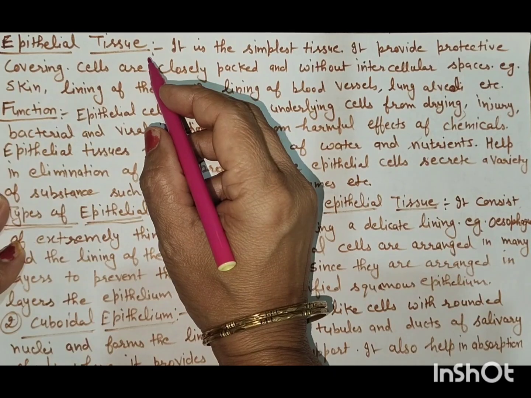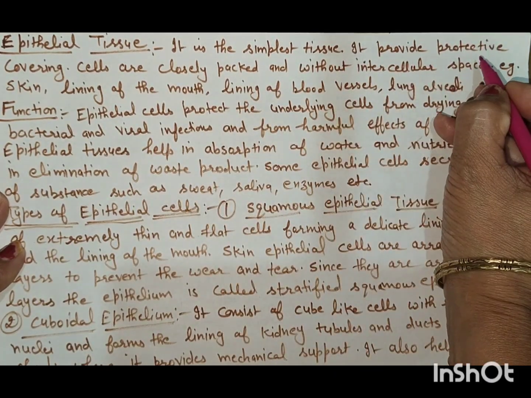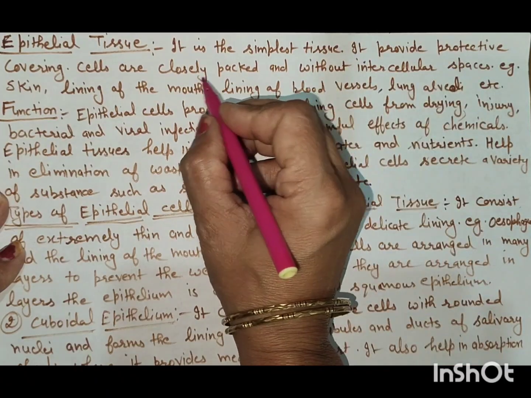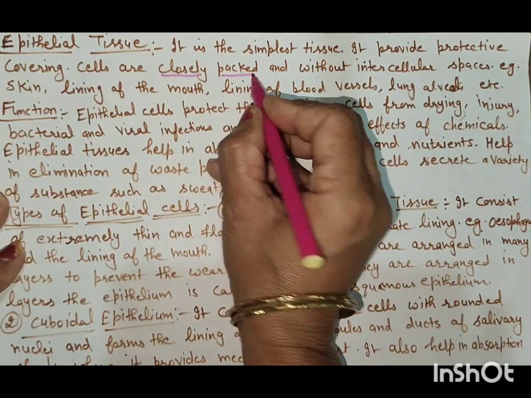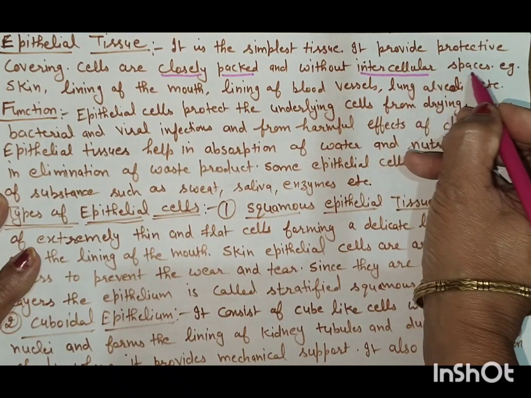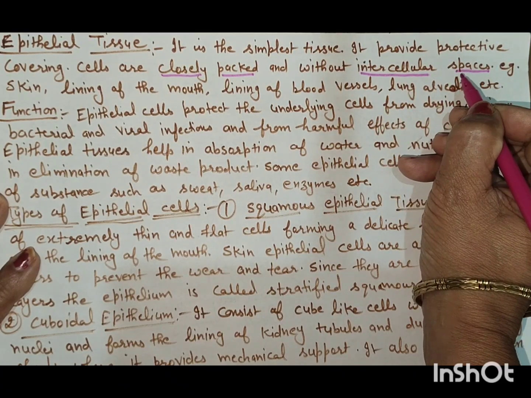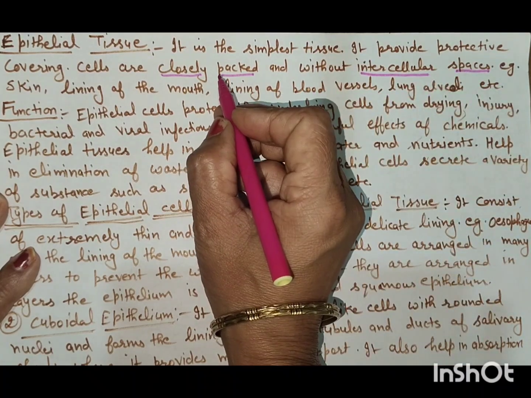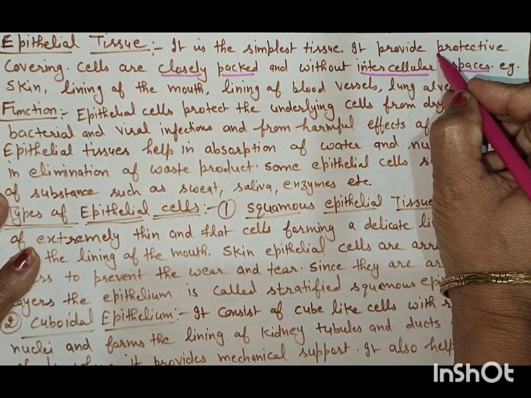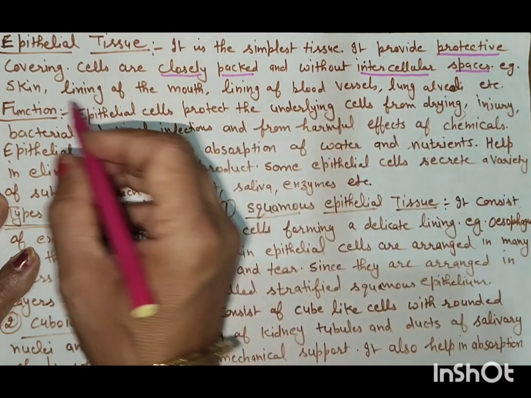Next is epithelial tissue. It is the simplest tissue. It provides protective covering. Cells are closely packed, without intercellular space. They have no space between the cells, and that's why it acts as the protective covering.